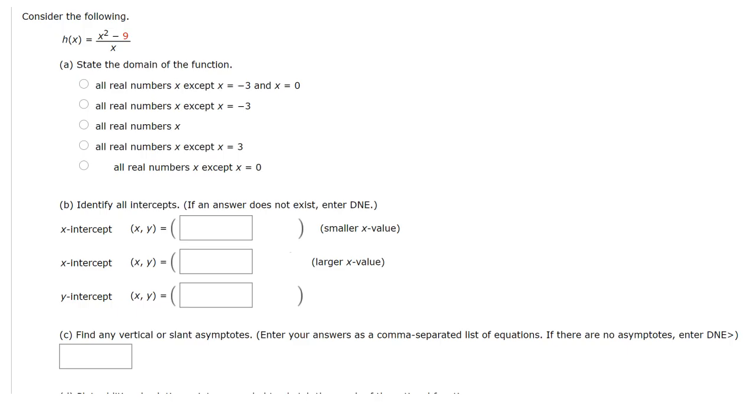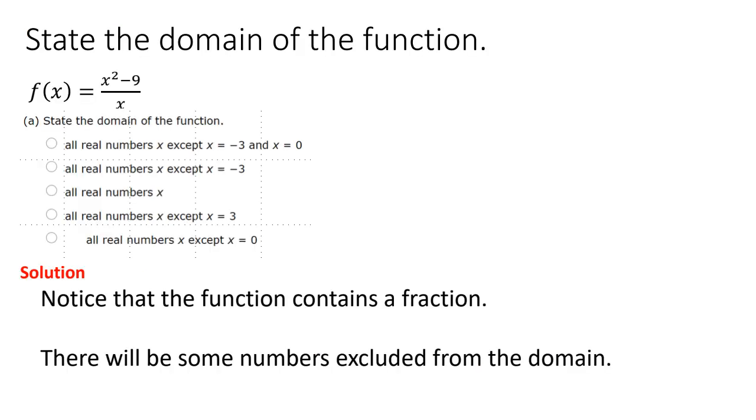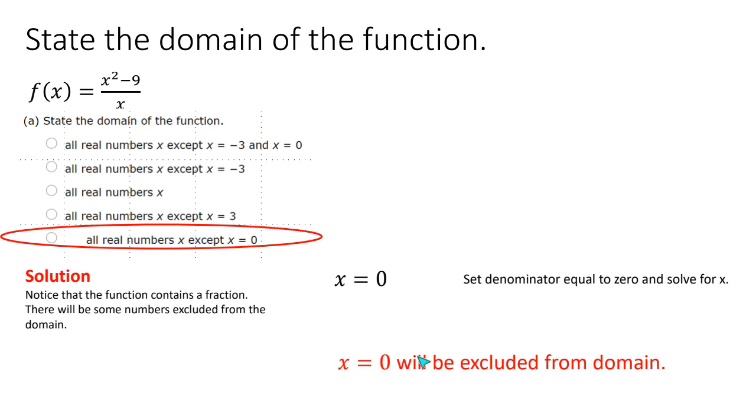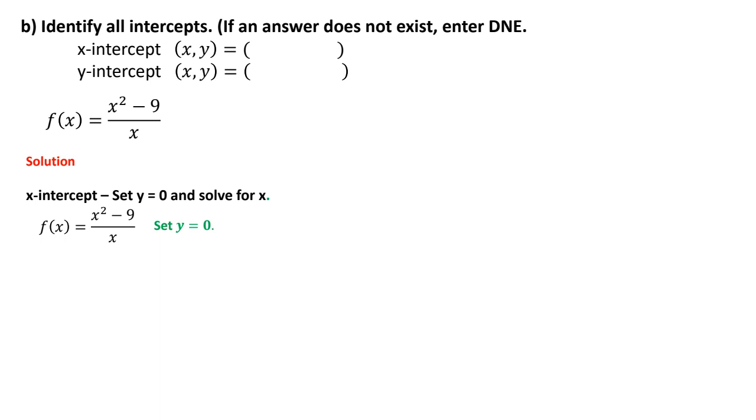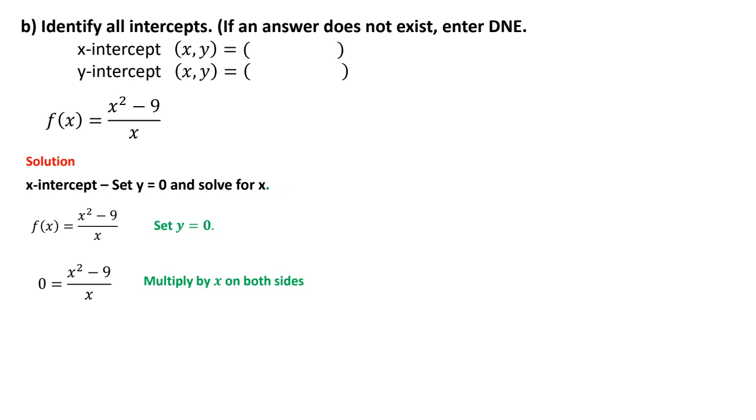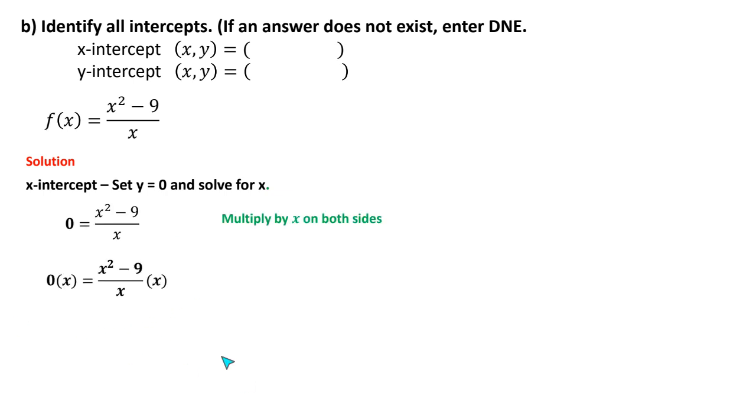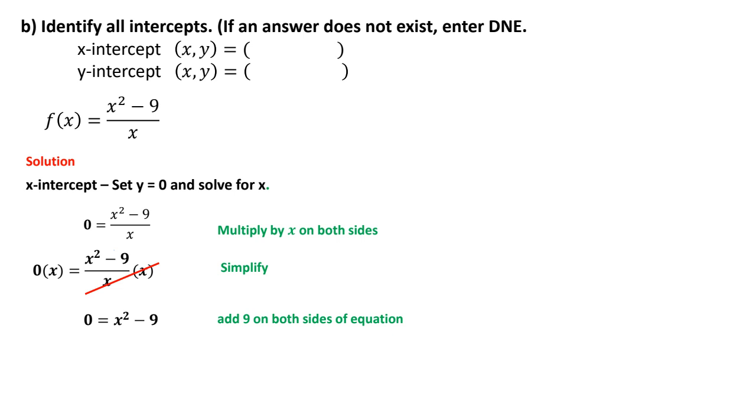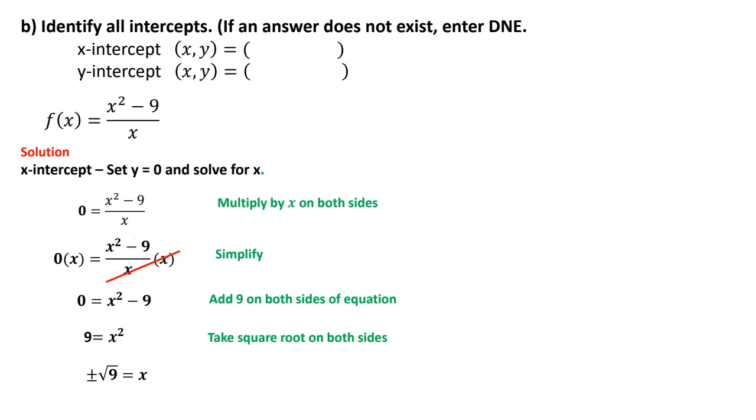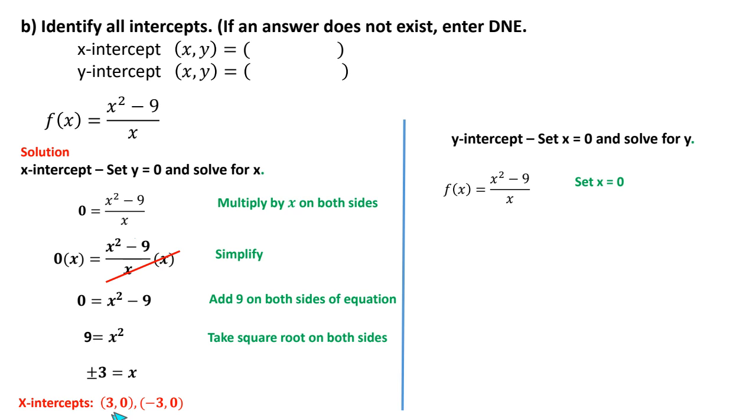Okay, so let's look at x squared minus 9 divided by x. So if we set the denominator equal to 0, then we get x equals 0 is excluded from the domain. So this is going to be all real numbers except for 0. For the x-intercept, we're going to let y equal 0 and solve for x. So if we multiply by x on both sides, we end up with 0 equals x squared minus 9. Add 9 on both sides, and then take the square root. So we end up with x equals plus or minus 3. So these are our x-intercepts.